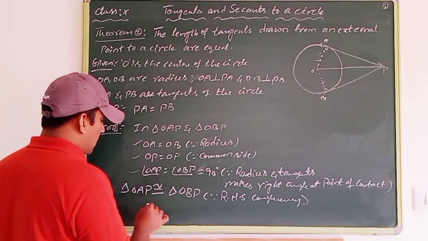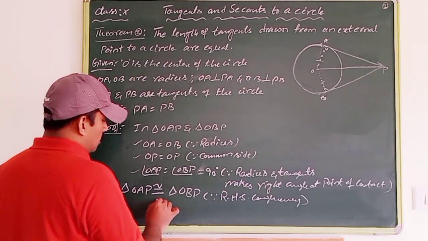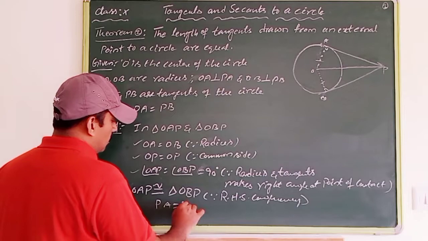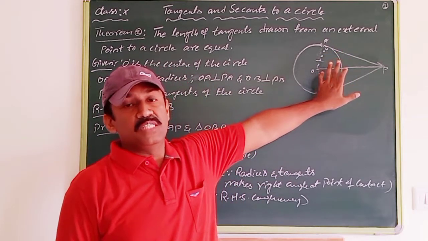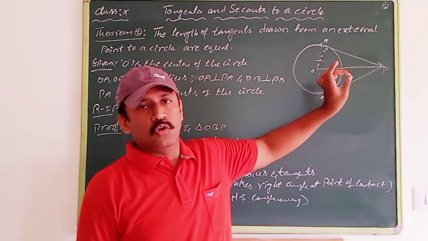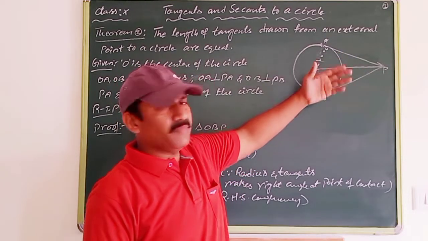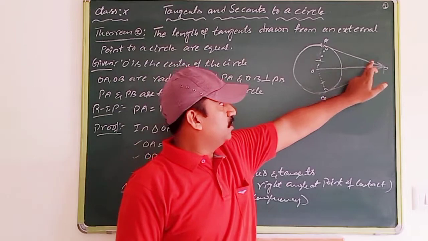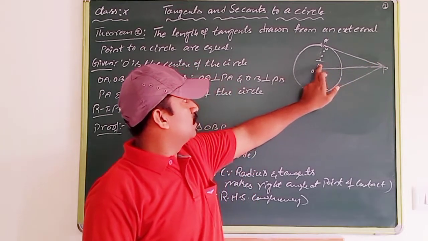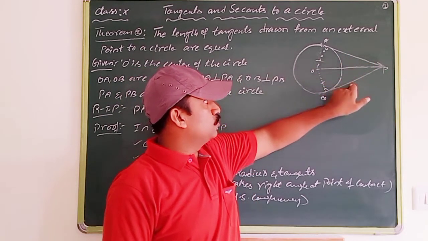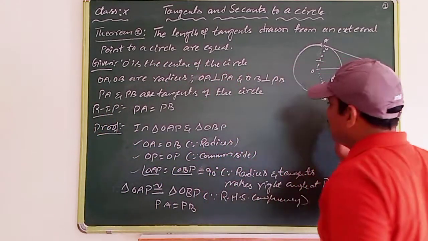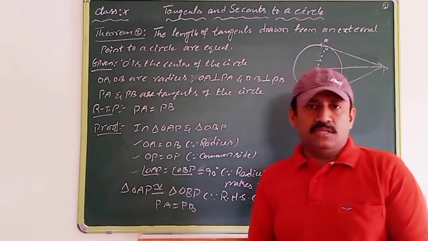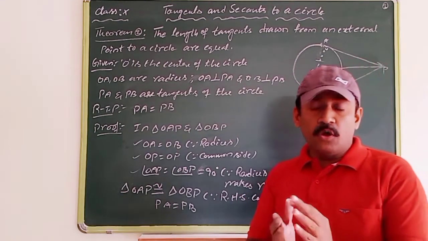Now what we can write here, PA is equal to PB. When the two triangles are congruent, from CPCT, corresponding parts of congruent triangles, we can say the remaining parts are equal. Remaining parts means what? These two angles are also equal. These two sides are also equal. So remember these points, children, very important. Based on these points, in the next class we will solve some important problems.